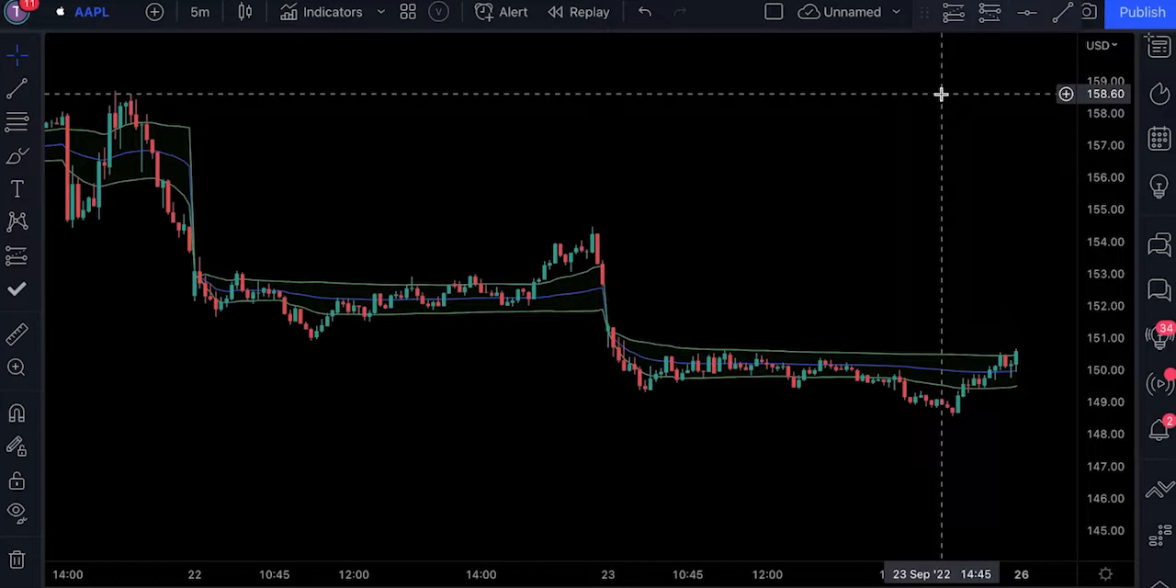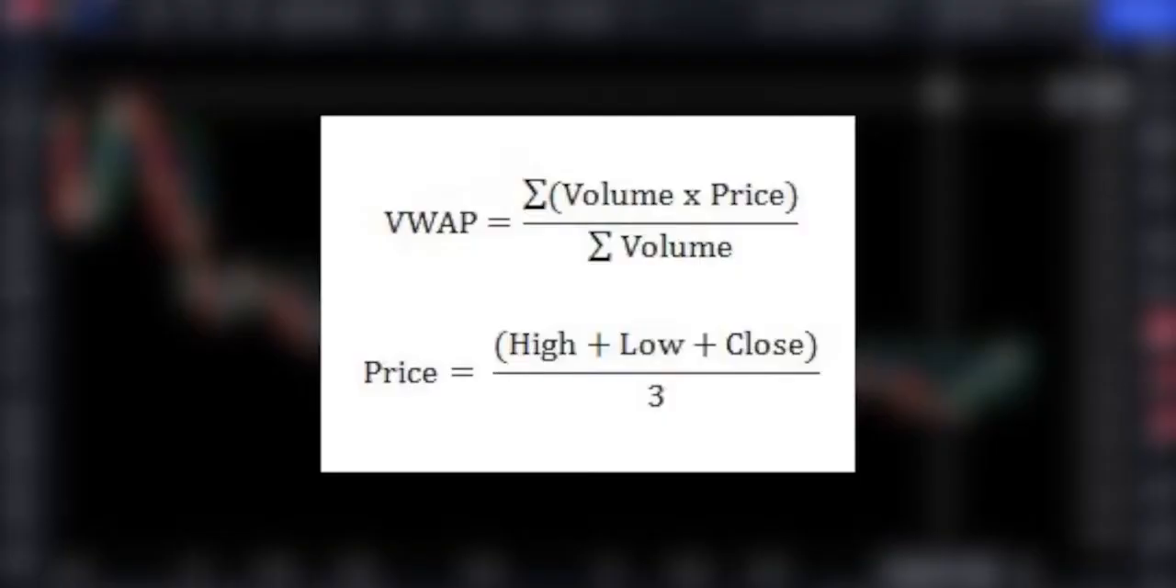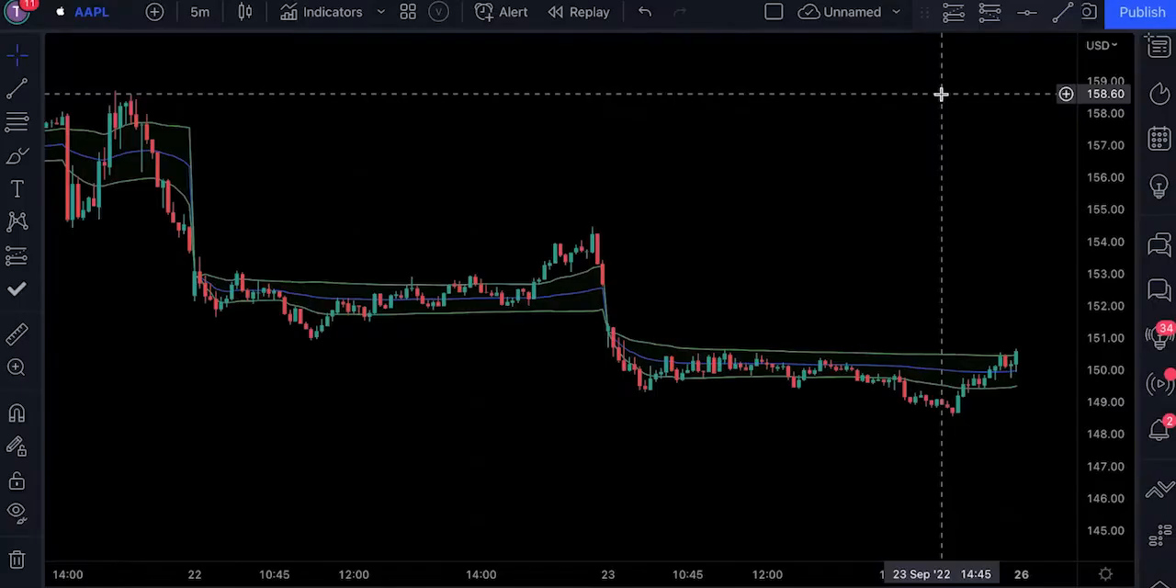VWAP is important because it provides traders with pricing insight into both the trend and value of a security. VWAP is calculated by totaling the dollars traded for every transaction and then dividing by the total shares traded. Traders may use VWAP as a trend confirmation tool and build trading rules around it. And this is exactly what we're going to be doing in this video.